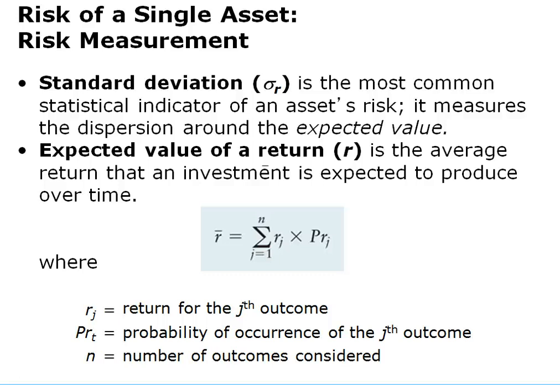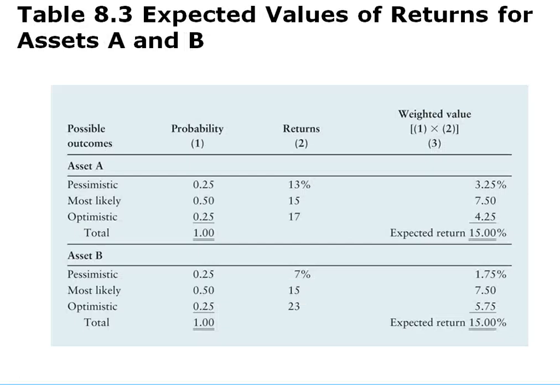So here's the formula for this equation, where R_j is the return for the j outcome, P_j is the probability of occurrence of the j outcome, and N is the number of considerations. If we plotted this, we could look at the probability and the return, and we can take the probability times the return to get the weighted average. And that will give us our expected return. So we're just basically finding an average for asset A and asset B.